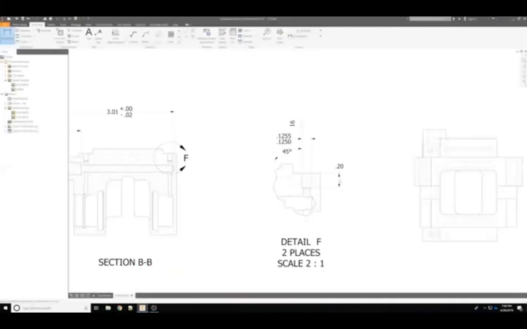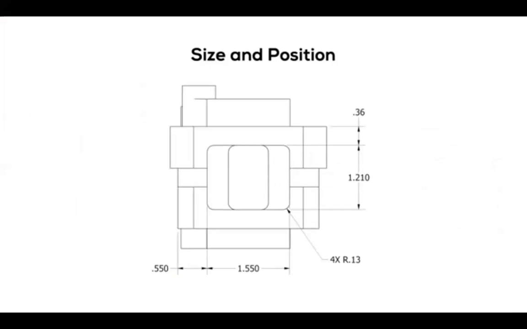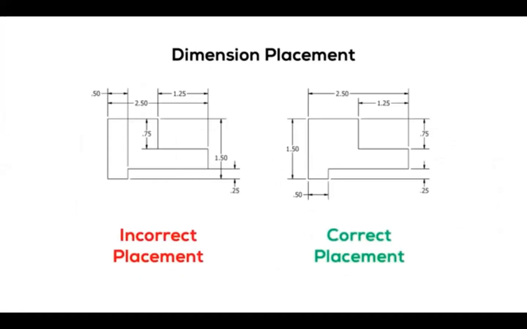With your views arranged, you can start adding dimensions. When placing dimensions, you need to fully define the size and position of every feature, and this is where new engineers typically struggle the most, so be sure to check out the reference sheet on our website. The general rule is that dimensions should be placed outside of the view. You are not allowed to cross the dimension lines with either extension lines or leaders.